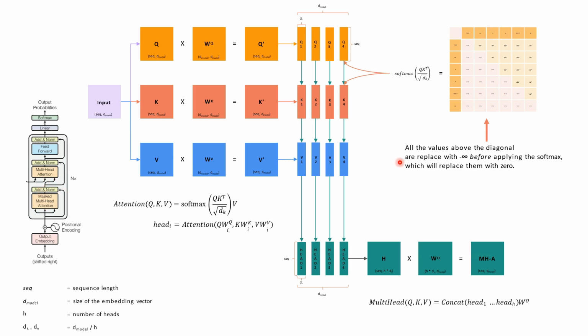So that's why all the values above the diagonal are replaced with empty before applying the softmax, which you replace with zero. It's called masked multi-head attention because you're creating this multi-head attention in a single code. That's why you also need to understand this. So now we're simply going to code our multi-head attention. Now let's go to our Jupyter notebook.